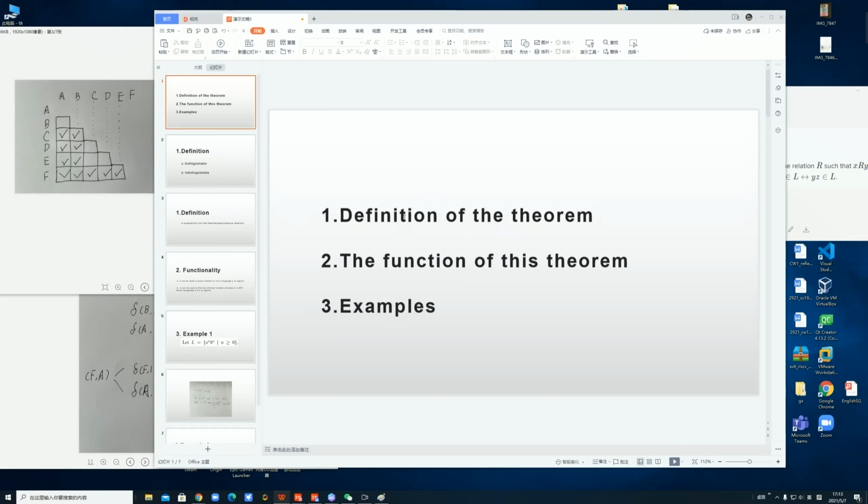The first part is the definition, the second part is about function, and the last one is two examples.